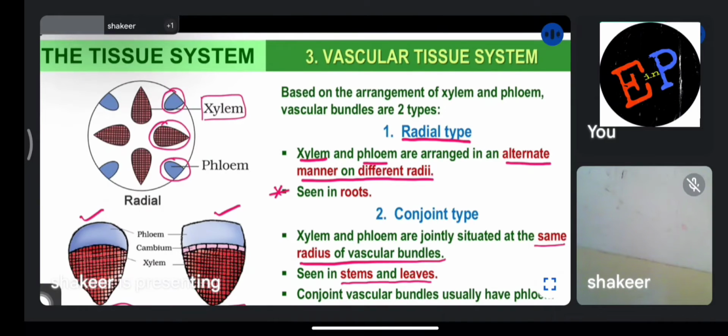In most of the plants, it means that the opposite is also possible. Are you able to understand? That's it. So therefore, phloem is located towards the periphery, and towards the pith, which one is located? Xylem is located. Clear?